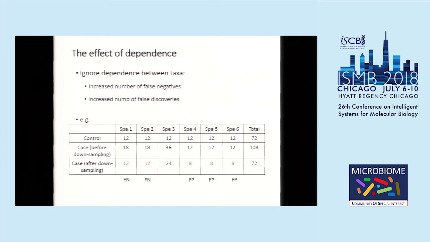We do downsampling to make the total number of read counts in the cases the same as that in the controls. After downsampling, we can say the first three species' read counts don't change, but actually their amount in the person increased. So we call them false negatives. On the other hand, the last three species' read counts decrease, but actually their amount doesn't change. So they are false positives. So if we simply ignore the dependence between taxa, we will suffer from an increased number of false discoveries and false negatives.